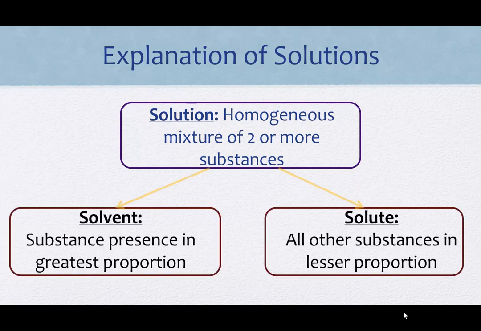There are two different types of substances that are present in a solution. So the solvent would be the substance in greatest proportion. The solute would be all the other substances in lesser proportion. So if we stick with our coffee example, the solvent would be, we'll say, the coffee. And then the solutes would be the sugar, the cream, the caffeine, all the other different particles that you find in there. I'm going to be using the words solvent and solute pretty fluently in this chapter, so it's important that you guys start to commit those to memory.